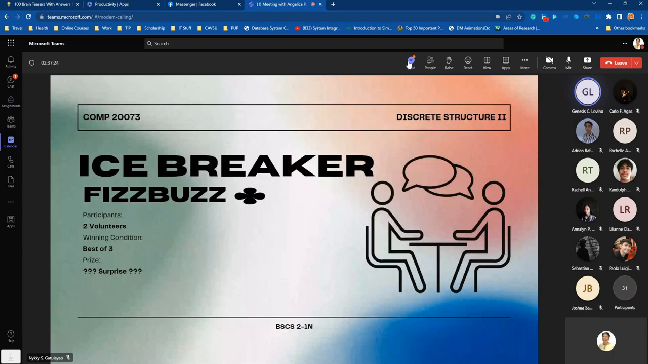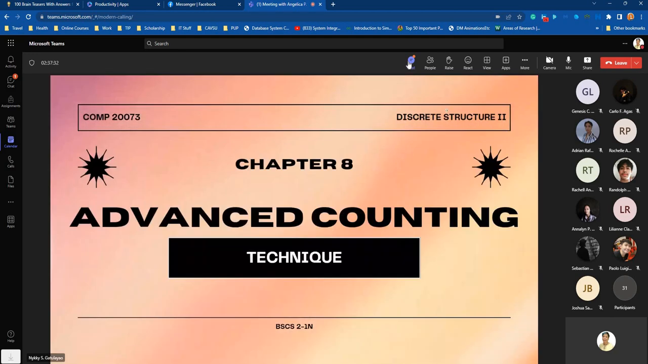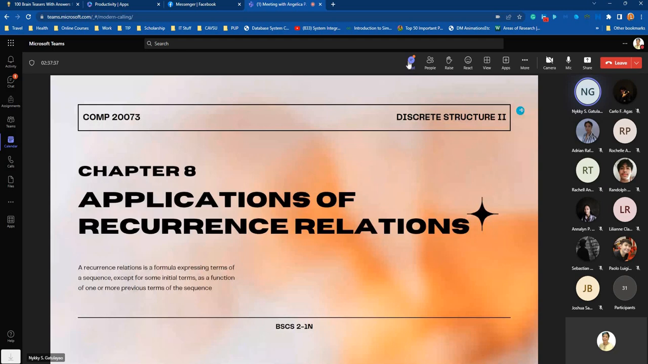Okay, let's go to the next topic na. Sino na yung mag-discuss? So, ang i-discuss naman natin ngayon is advanced counting technique. So, what is recurrence relation?